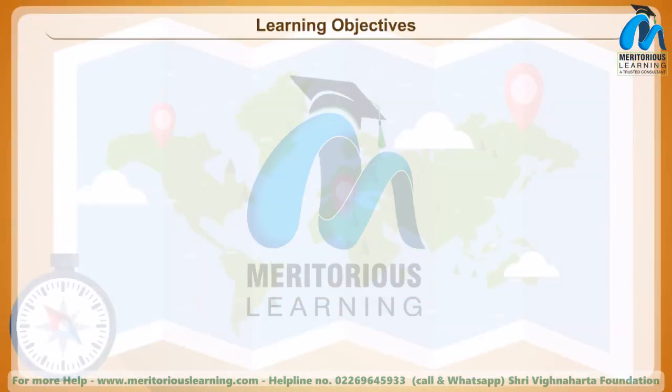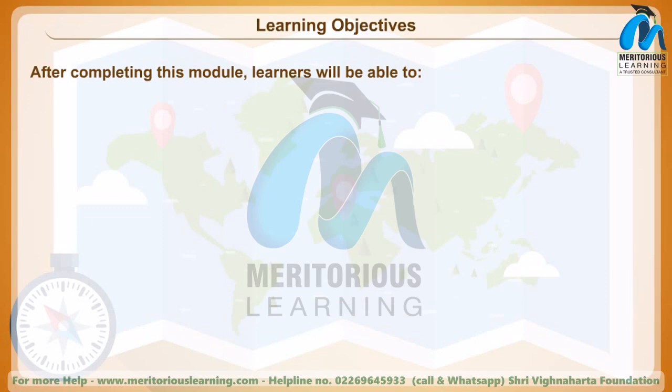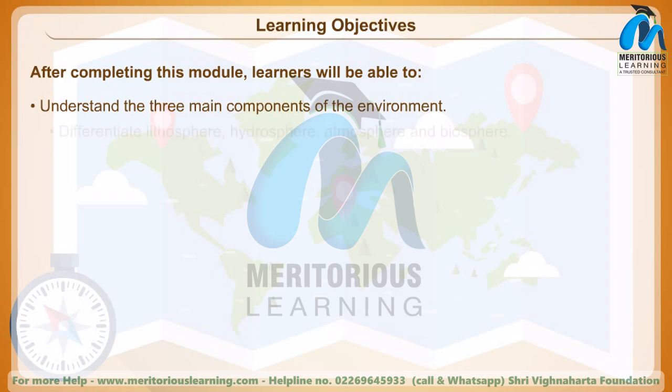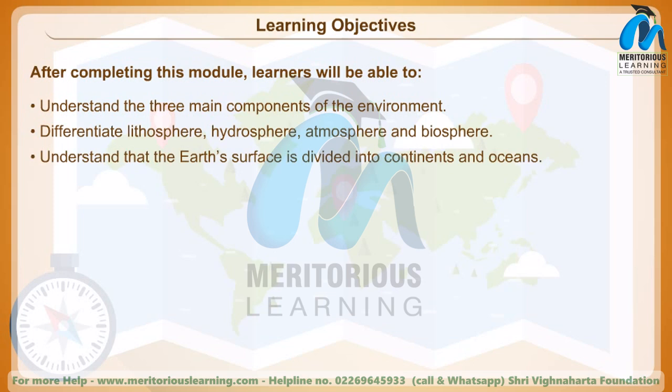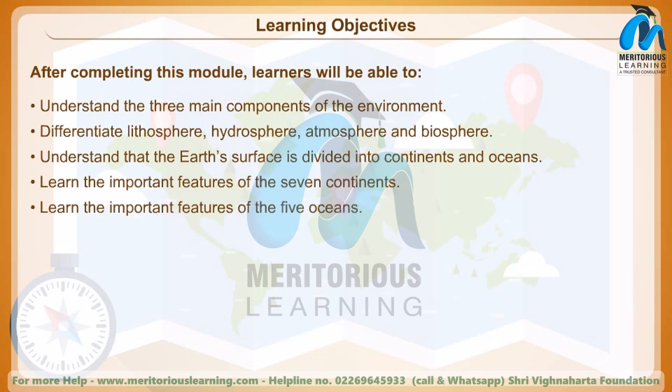Learning objectives. After completing this module, learners will be able to understand the three main components of the environment, differentiate lithosphere, hydrosphere, atmosphere, and biosphere. Understand that the Earth's surface is divided into continents and oceans. Learn the important features of the 7 continents. Learn the important features of the 5 oceans.